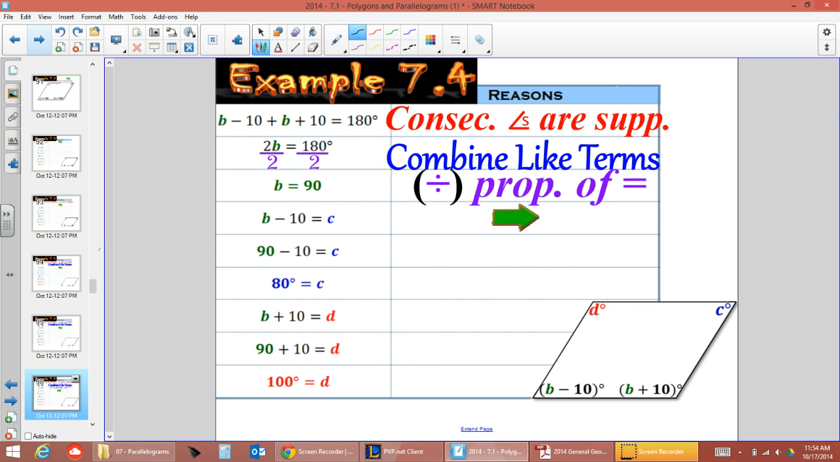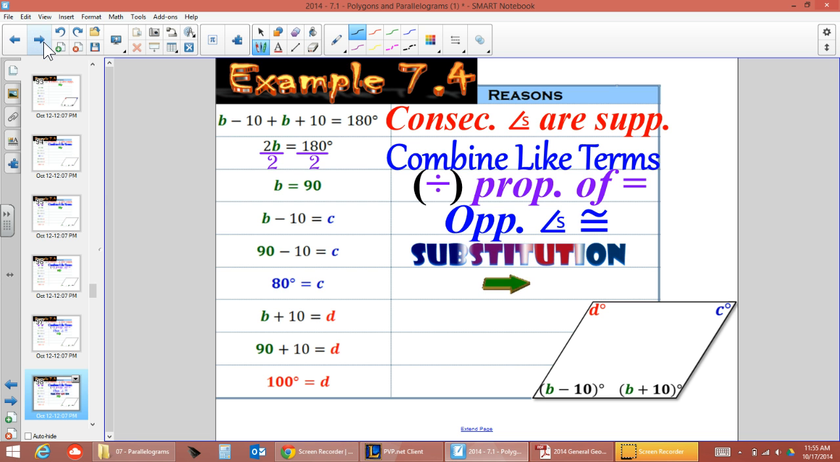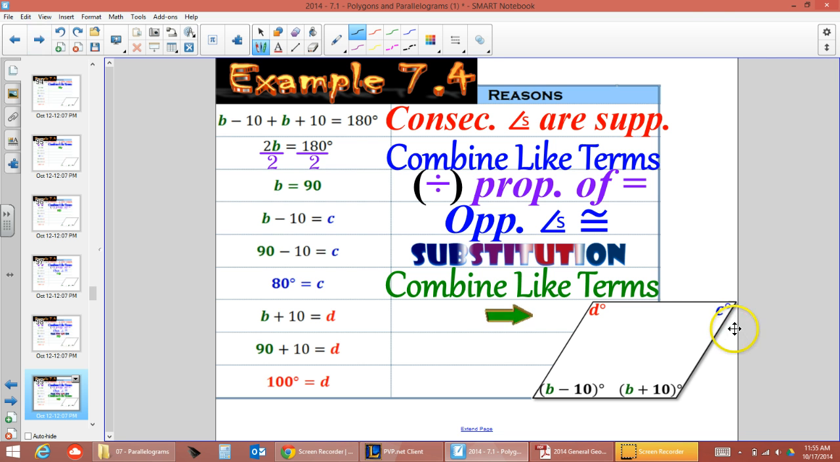Well, with that, I can plug that back in, and I can find the value of C. Notice how B minus 10 and C are opposing angles. So I set them equal to each other because opposite angles are congruent. Well, when I do that, I can now solve for C by plugging in my 90. I substitute it in, I combine like terms, and I get C equals 80.